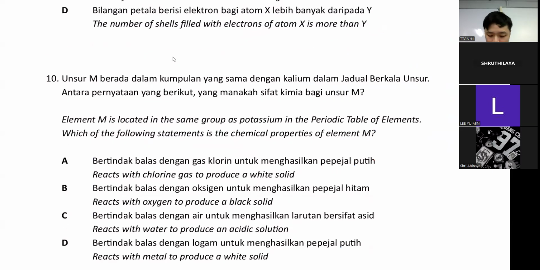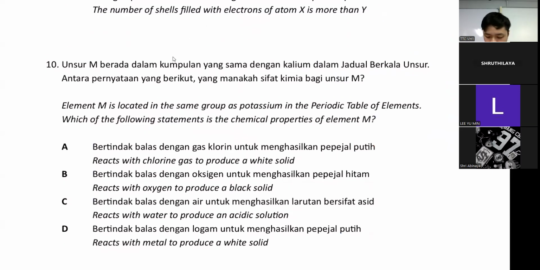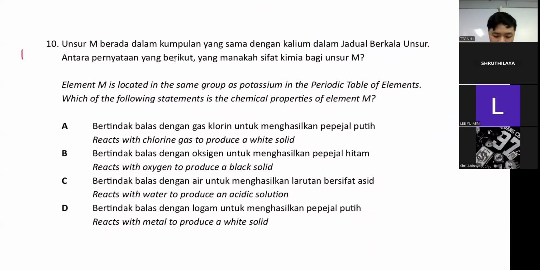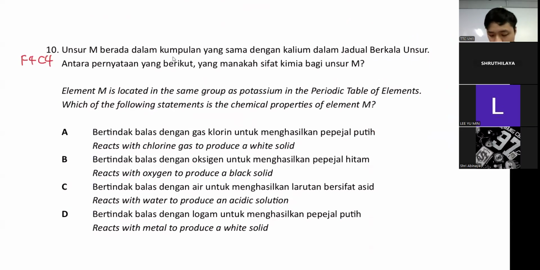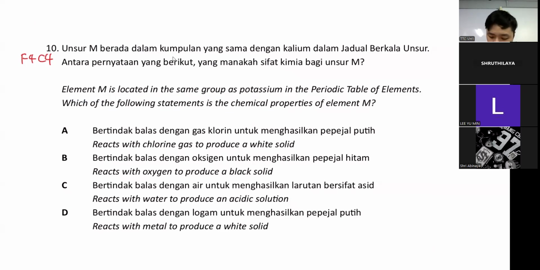Question 10. This is Form 4, Chapter 4. Element M is located in the same group as potassium. Which of the following statements is the chemical properties of element M? Okay. So A, reacts with chlorine gas to produce white solid. Okay. Same group as potassium.